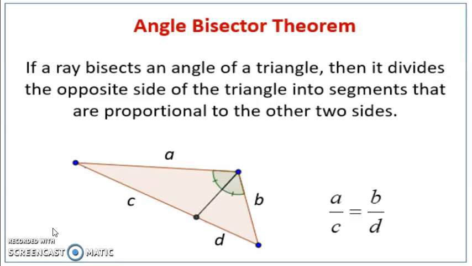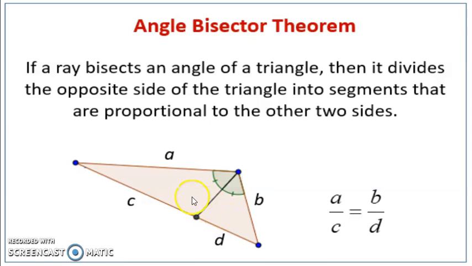The angle bisector theorem tells us that if a ray bisects an angle of a triangle, then it will divide the opposite side of the triangle into two segments that are proportional to the other two sides. So as you can see here, this ray, unlabeled, bisects the larger angle because these two are marked as congruent, which means that it divides these two sides proportionally and these two sides proportionally.